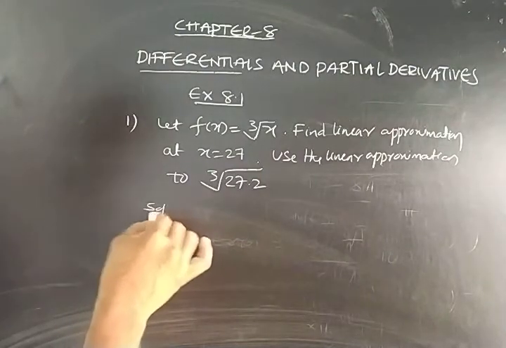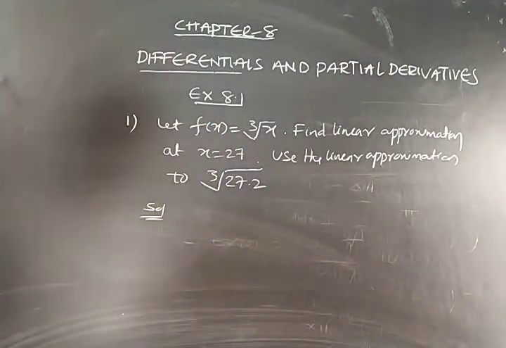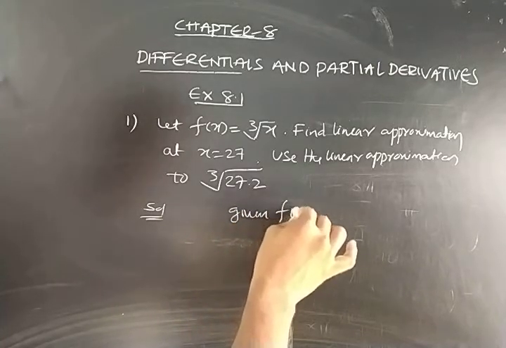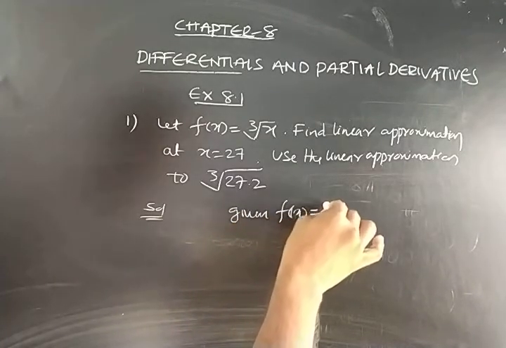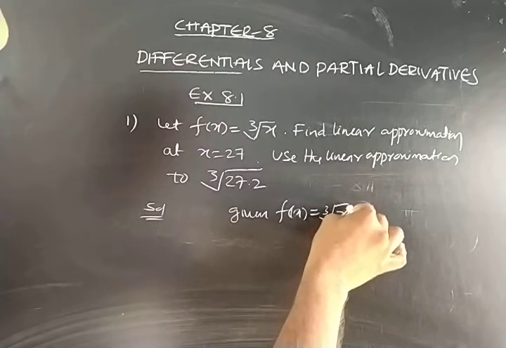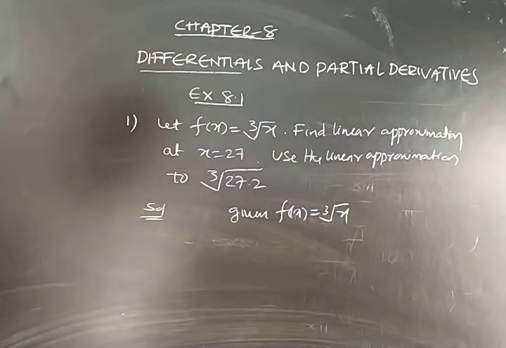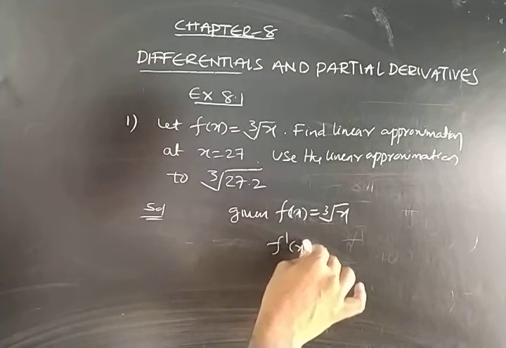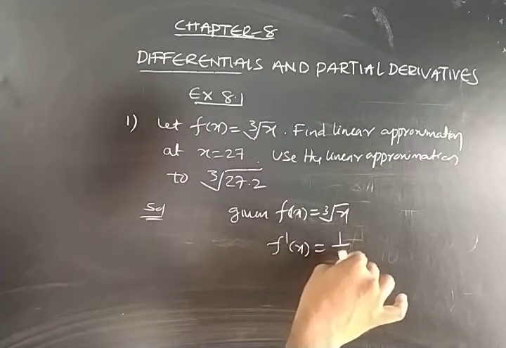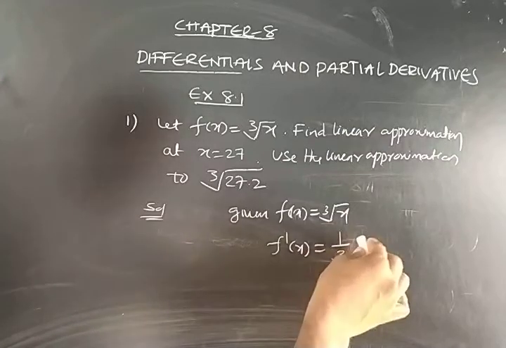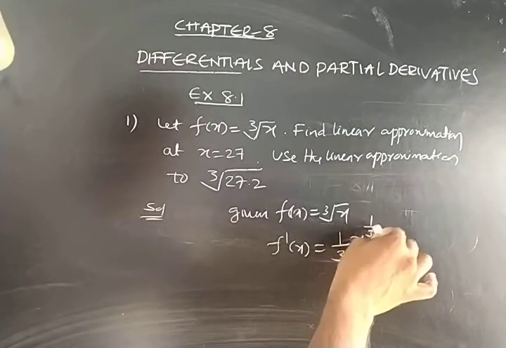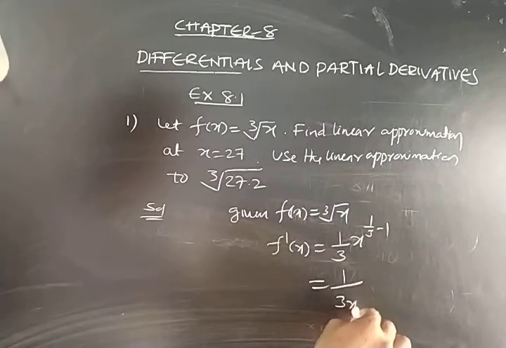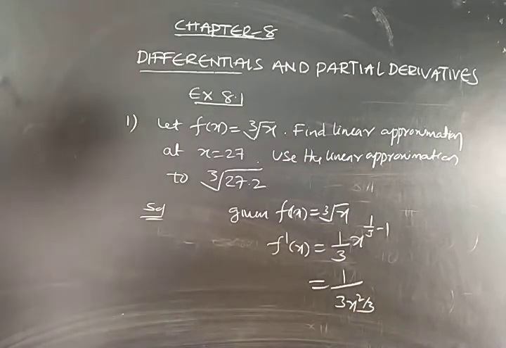So solution. First of all, I am going to find the linear approximation. The given function is f of x is cube root of x. To find the linear approximation, I need f dash of x. So f dash of x is 1 by 3 x to the power of 1 by 3 minus 1, so it becomes 2 by 3. So 1 by 3 x to the power of 2 by 3. This is f dash of x.